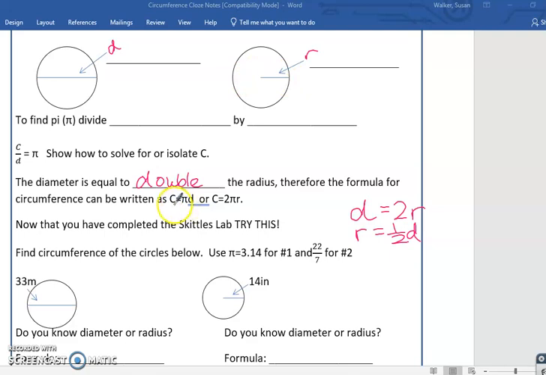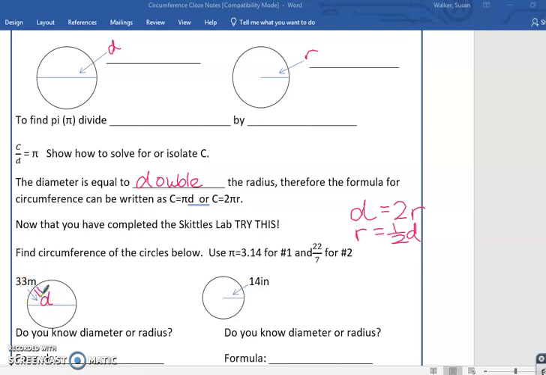So over here, we have our formulas that we see on our formula chart. Circumference equals pi d, or circumference equals 2 pi r, okay? So since we have two formulas, we have to make sure we know what we're solving for. So the first thing I want you to do on both of these is figure out what 33 is. Look up here. Is it the diameter or the radius? Hopefully you said it's the diameter because it goes all the way across.